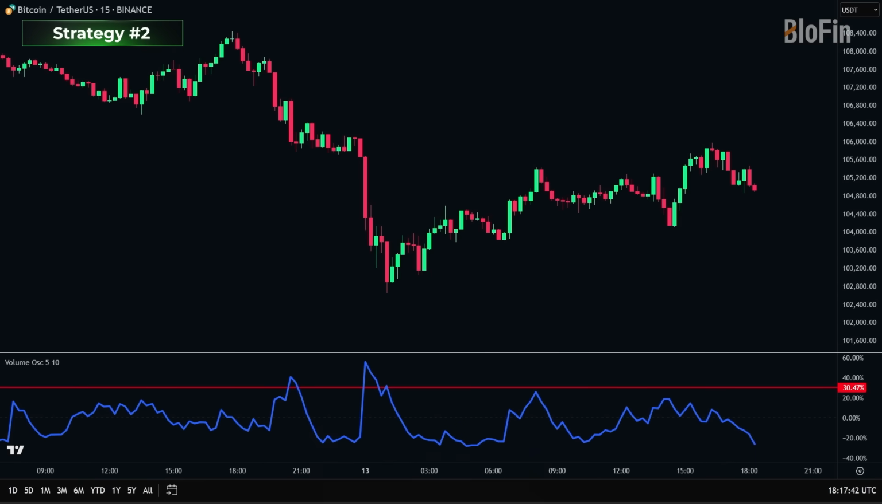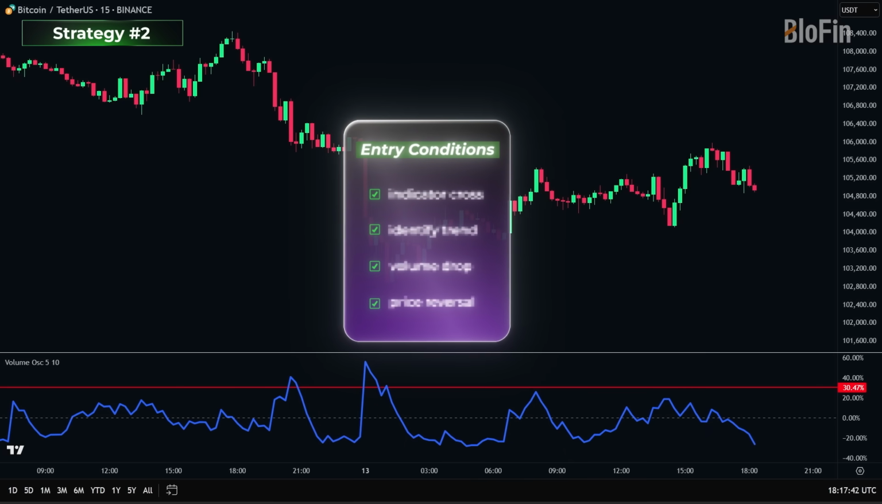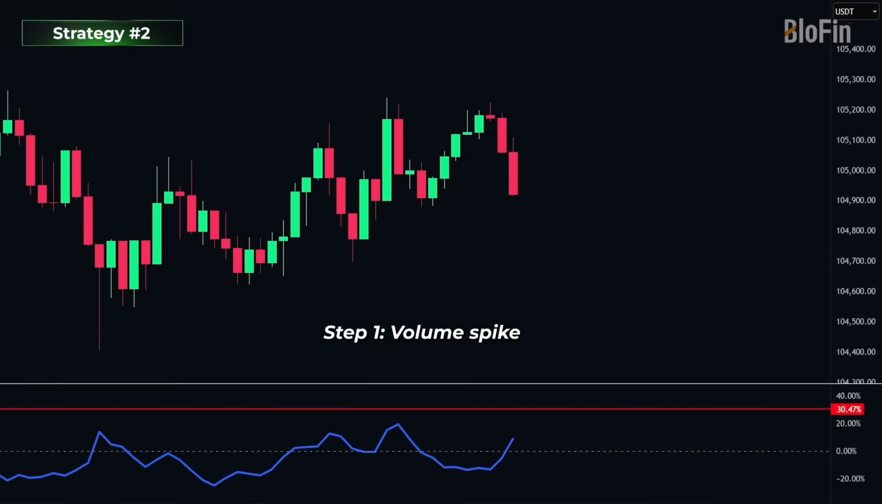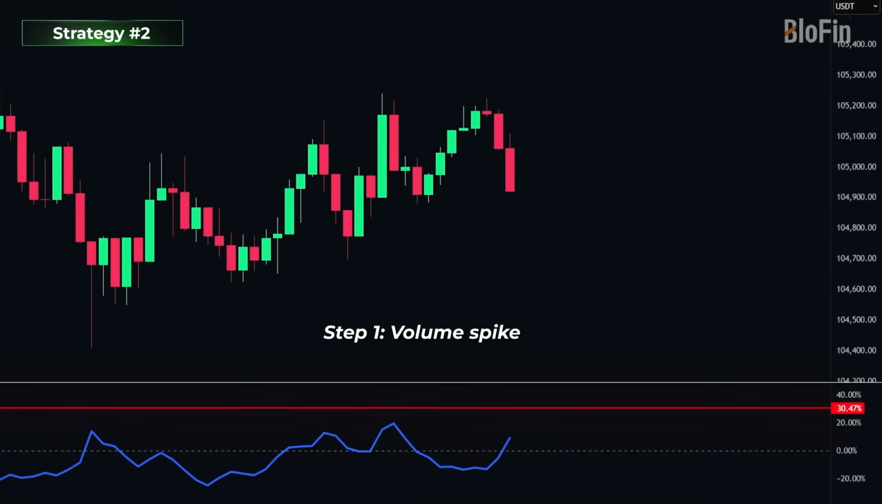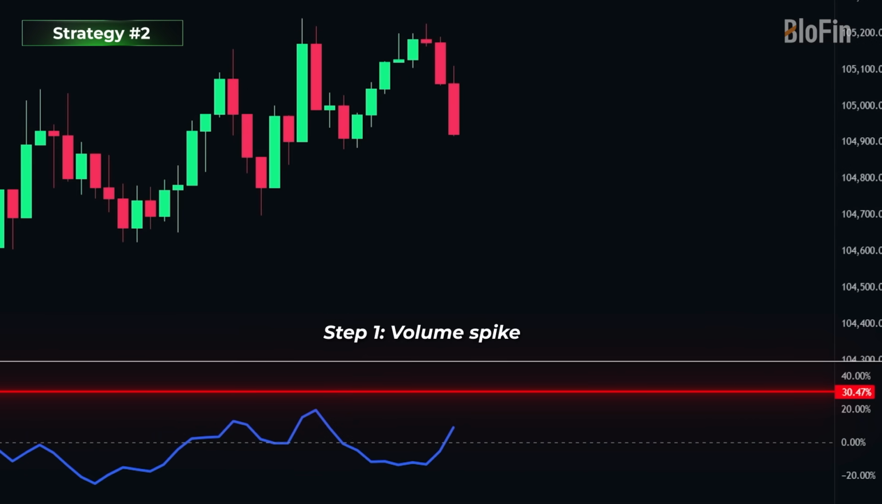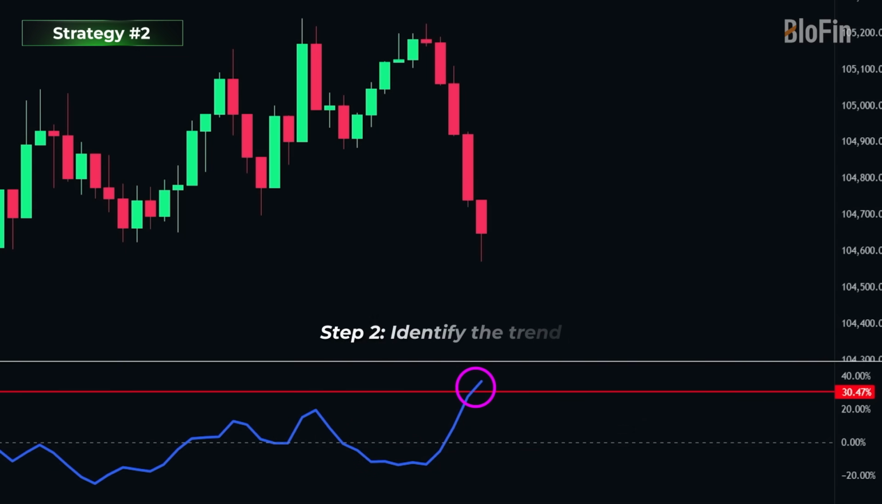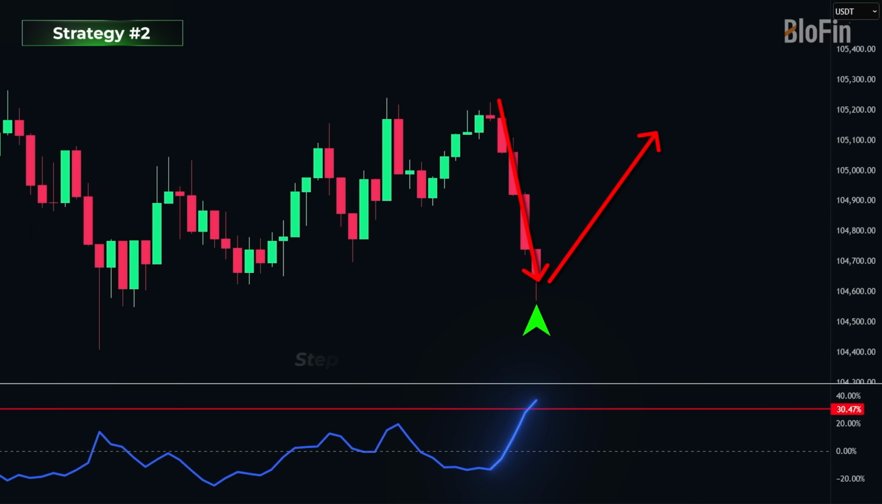Once the indicator is ready, let's break down the exact entry conditions. Step 1. We're looking for a setup where the volume indicator crosses above the 30% line we marked earlier. This shows us that there's a spike in volume. Step 2 is identify the trend that led to that volume spike. For example, here, we see that when the volume spike happened, market was in a downtrend. So our objective is to try to time the end of this downtrend so we can open a buy position and catch the reversal. This brings us to step 3.